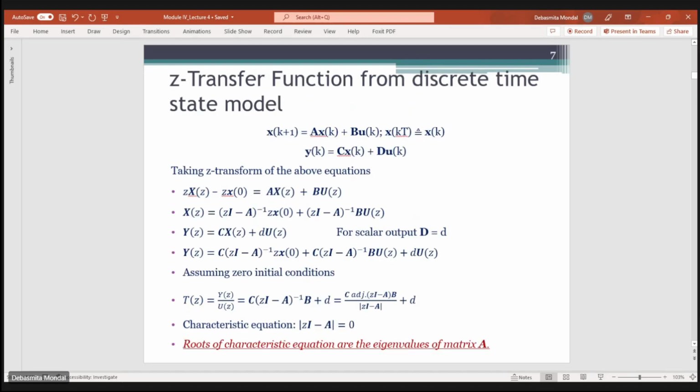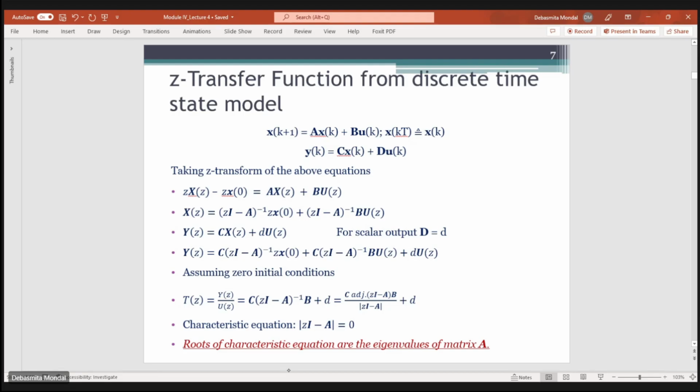Okay, so now we'll see that if you are given the state model in the discrete time domain, how to find the z transfer function from that discrete time domain state model. Okay, so this is the general expression for the state model in discrete time. You have x(k+1) equals A x(k) plus B u(k). So what we'll do here is simply take the z transform of these two equations. From the first equation, if you take the z transform, it will be z times X(z) minus z times the initial condition x(0).